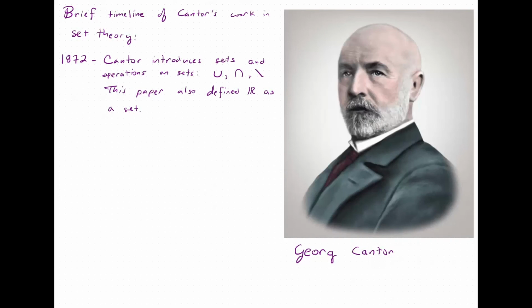So we already discussed that Dedekind in 1872 published a definition for what it meant for a set to be infinite. That same year, Cantor introduced the notion of sets, as we have covered them in this course. In that article, he introduced operations on sets: union, intersection, set difference. But the plan of the paper was to rigorously prove what the real numbers were as a set.